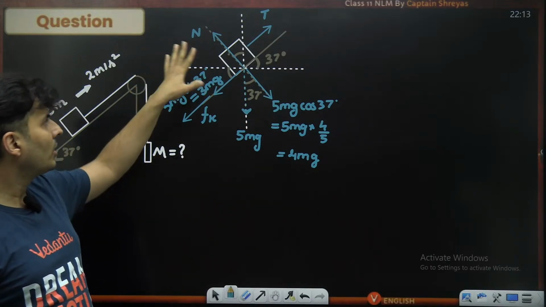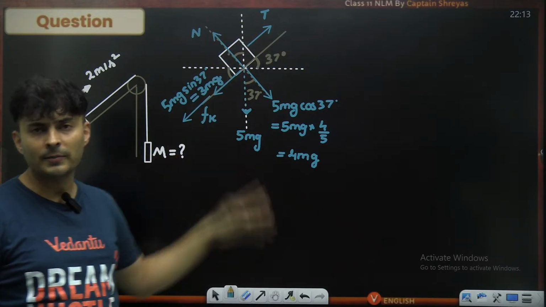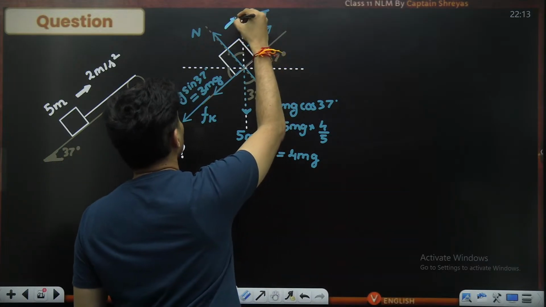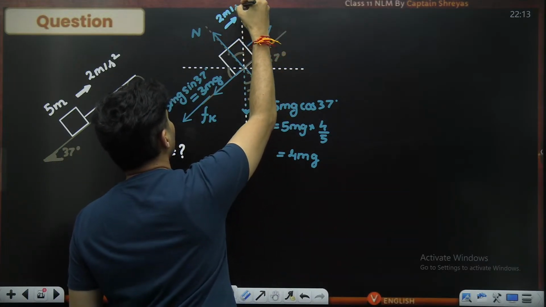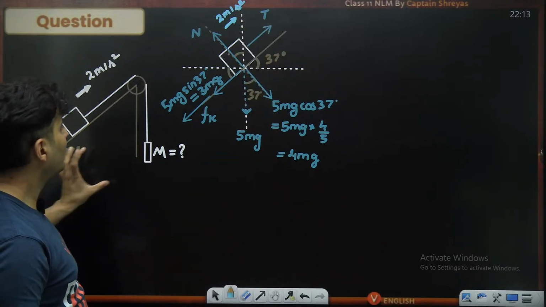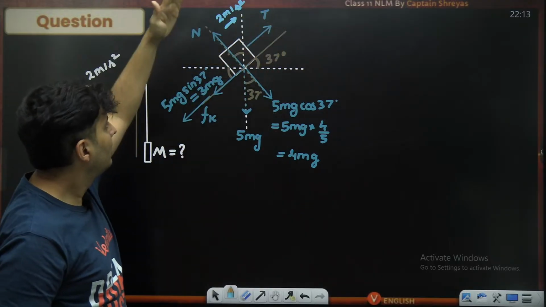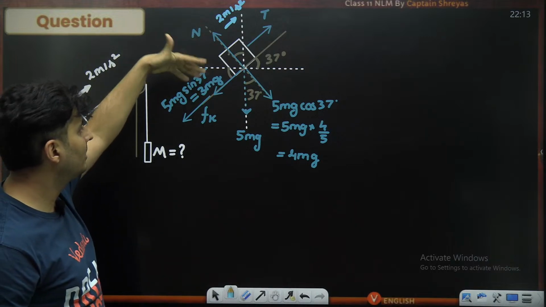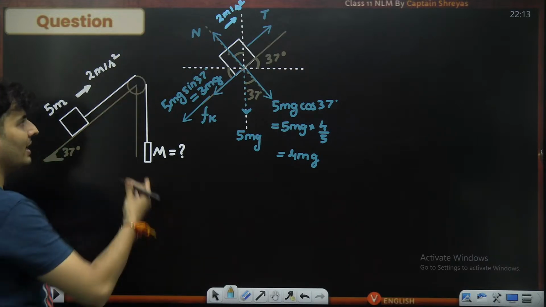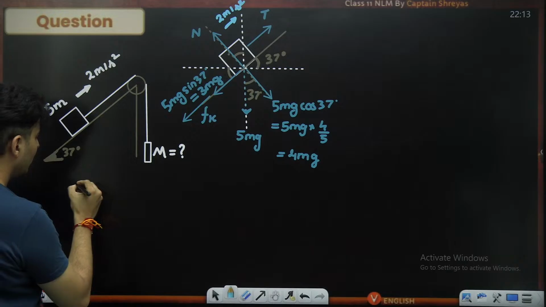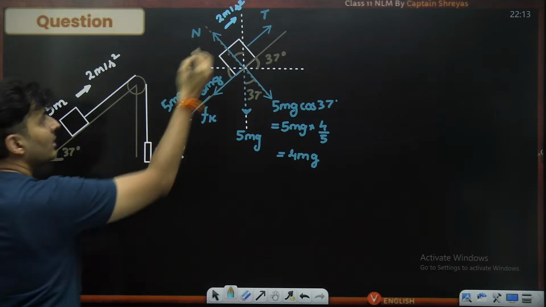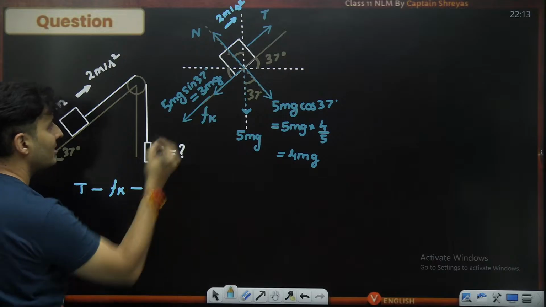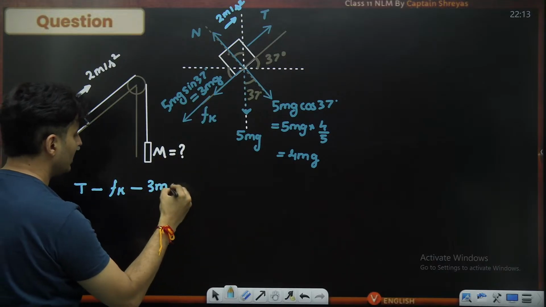This Fk, I do not know yet. Normal, tension, that's all. And last thing, the acceleration is not a force, so show it off to the side: 2 meters per second square. If you look at the inclined plane, there is acceleration because tension is more than the friction and the weight component. Along the inclined plane, the tension is more, that's why it is accelerating, and it is balancing friction as well as that 3 mg component.